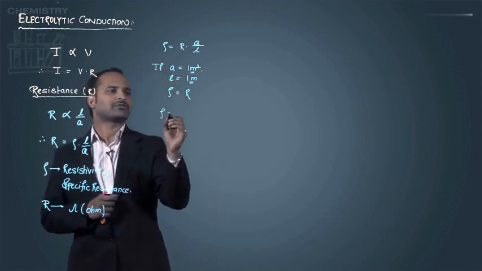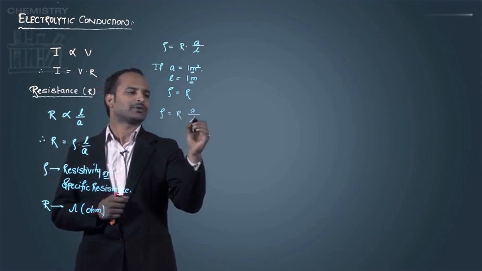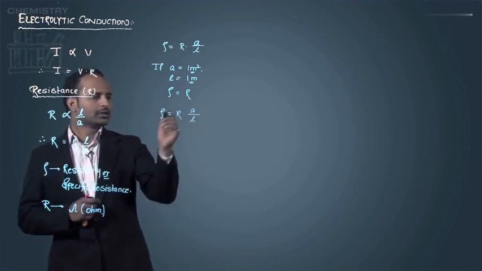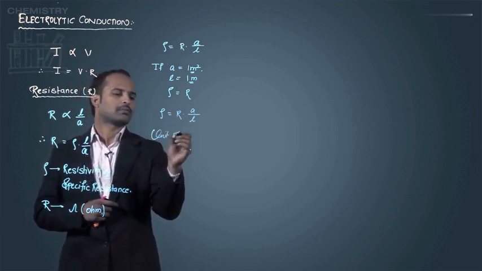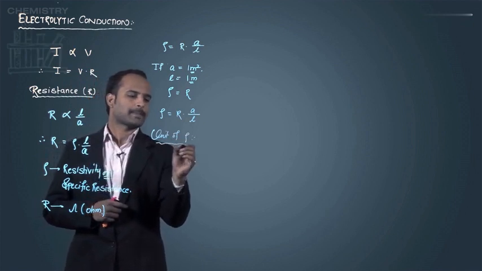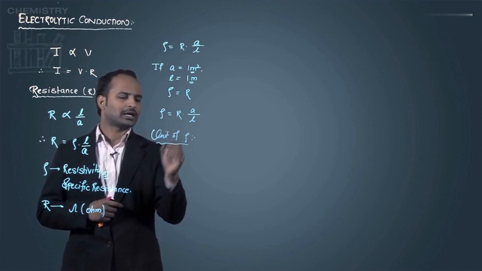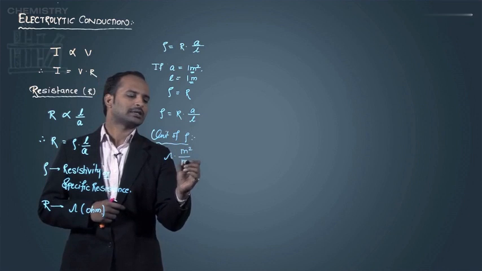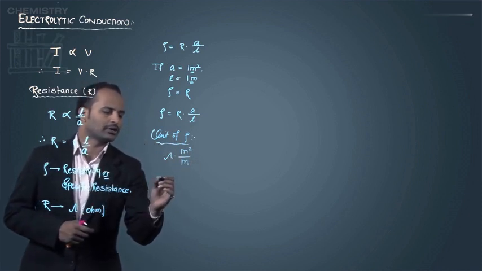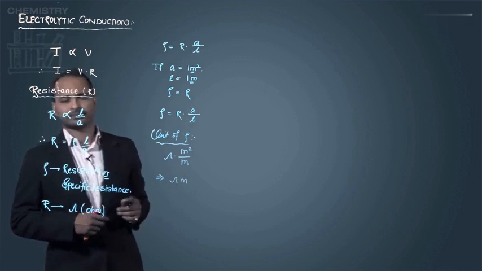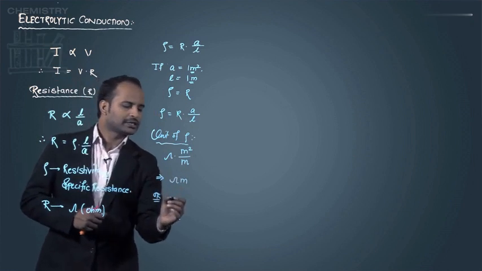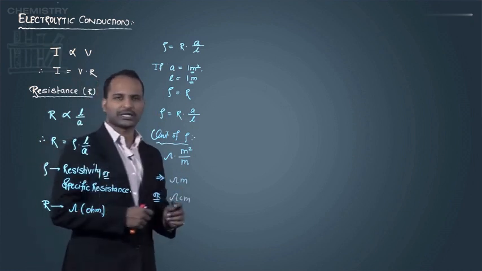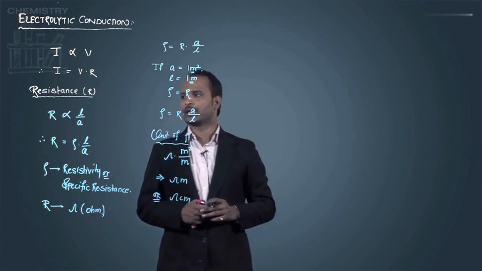Now the actual formula for resistivity is R into A upon L. So if I want to know the unit for the resistivity, R is in ohm, area is meter square, upon length in meter. So the unit is nothing but ohm meter, or I can say it is ohm centimeter. If the length is measured in centimeter, then ohm centimeter is the unit for the resistivity.